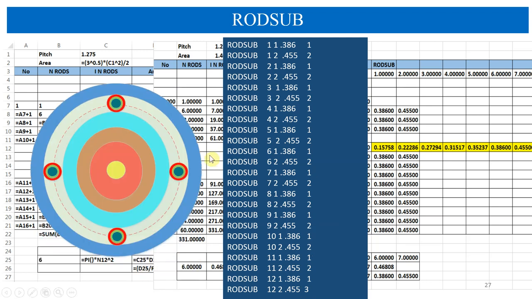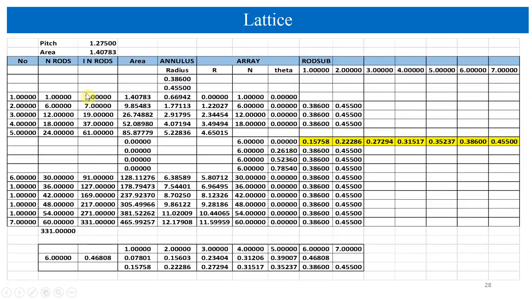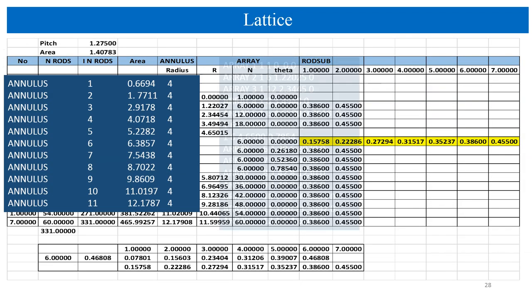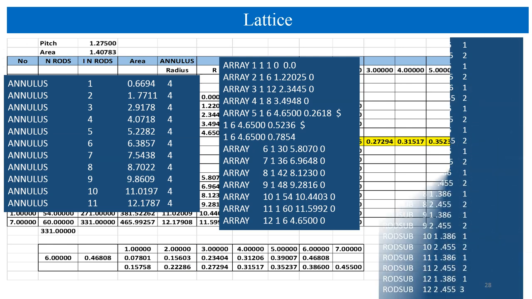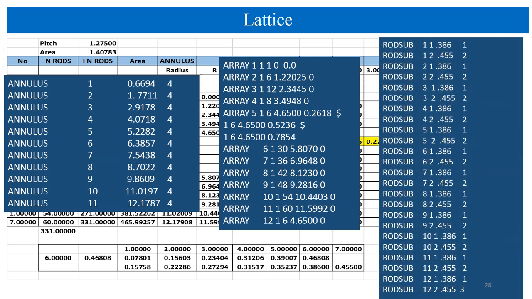Now we can define the array, the annuli and array, and finally the rod subs. So we get the final geometry description of the lattice. The main rule for this lattice, as I mentioned, is that the fuel to moderator ratio is conserved, because I am taking care to make the area conserved.